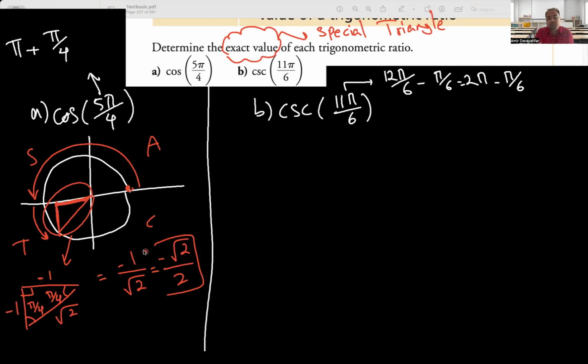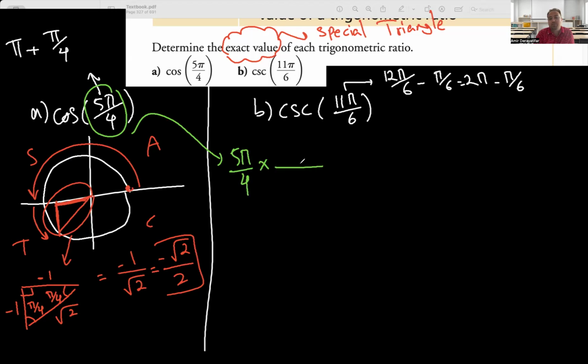Okay. Yep. Okay, so then how did you get the 5 pi over 4 to be pi plus pi over 4? So, good question. What I recommend at the beginning is to convert it into degrees first. So 5 pi over 4, so you see it better.